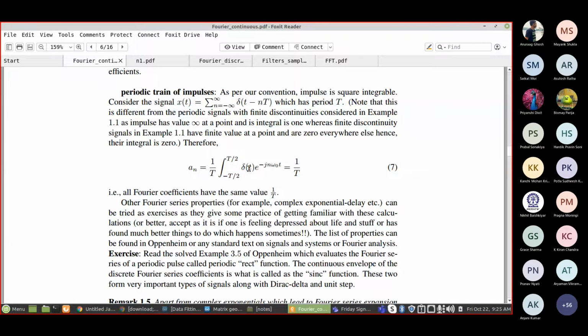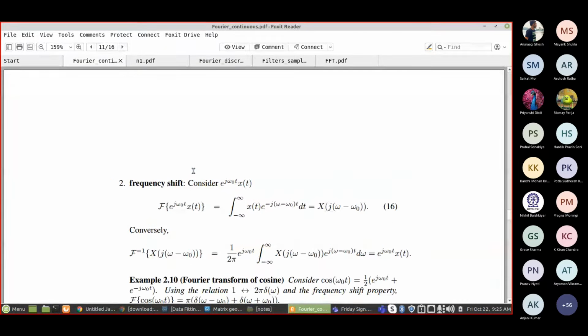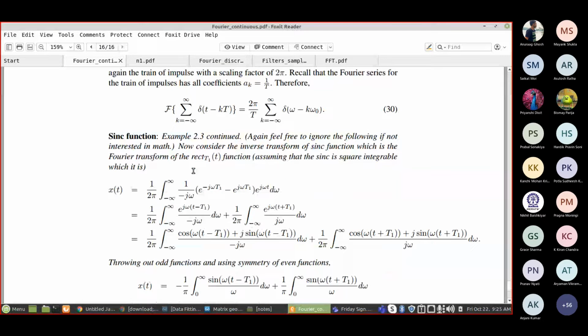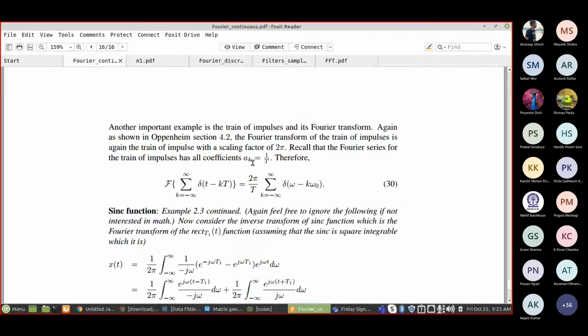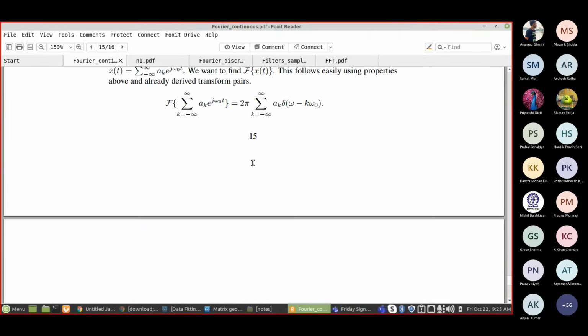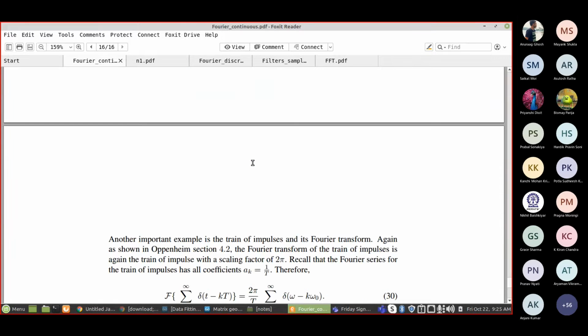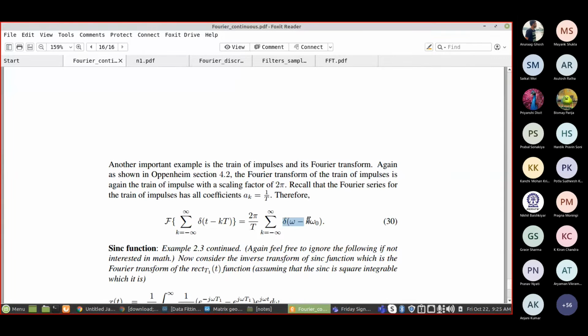In this integral, you just evaluate the complex exponential at t equal to 0, which is 1. 1 over T stays as it is. Okay, so a_k is 1 over T. So just substitute that in that expression. So a_k is 1 over T, and that's all. So you get 2 pi over T times this train of impulses. So both in time and frequency domain, you have a train of impulses.